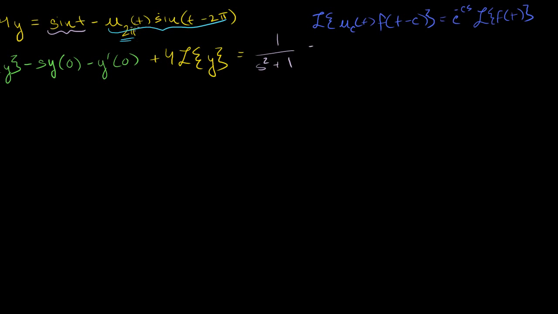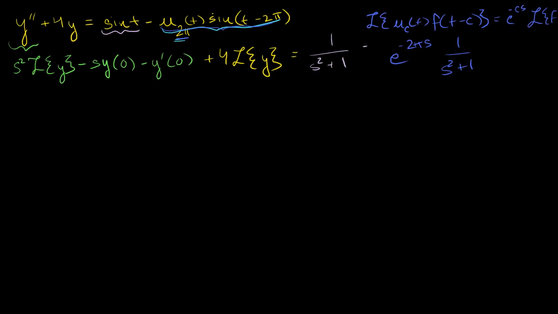So if we're taking the Laplace transform of this thing, our c is 2 pi, and our f of t is just sine of t. If we just do this piece right here, it's going to be equal to e to the minus cs, and our c is 2 pi, so e to the minus 2 pi s, times the Laplace transform of f of t. F of t is just sine of t, before we shift it. This is f of t minus 2 pi. So it's going to be times 1 over s squared plus 1, which is the Laplace transform of sine of t.